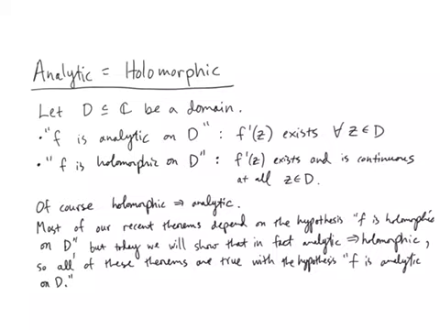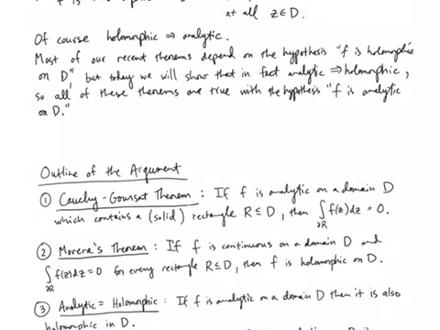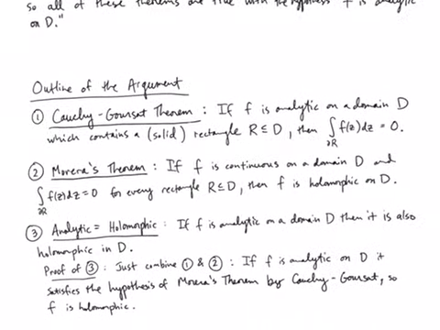Okay, so that's everything on this part of the slide. We're removing the hypothesis of holomorphic and going back to just analytic. Basically all of the theorems of complex analysis hold just knowing that f prime exists at every point of a domain. You don't have to assume that it's continuous. You get that for free. So here's the outline of the argument.